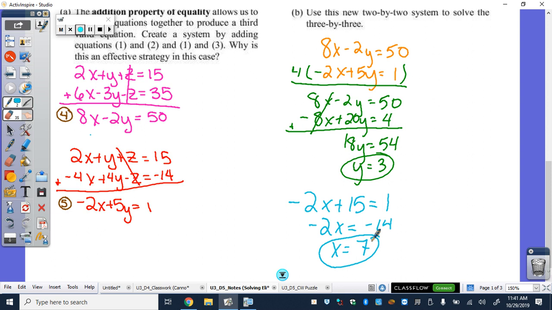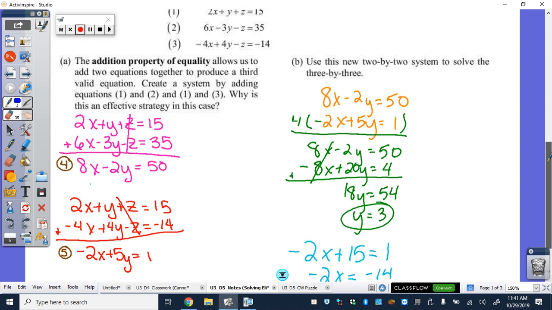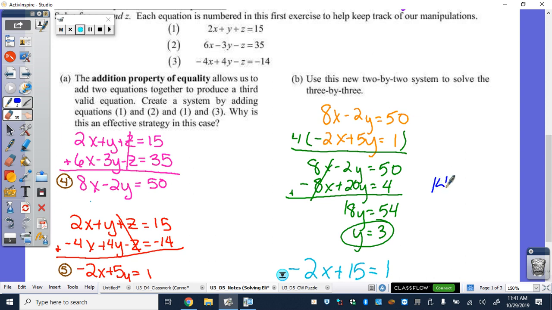We just have to go back and find our third one. We've got to find what z is going to be equal to. So now we go back to the original 3. You can pick any one of those original 3. It does not matter which one. And you're going to plug in your x and your y values. So I'm going to use equation number 1. So 2 times x, so that's 14, plus y, which is a 3, plus z equals 15. So again, just plugging in my two values into that first one. 14 plus 3 gives me 17. Subtract my 17 over, and we get z is negative 2.